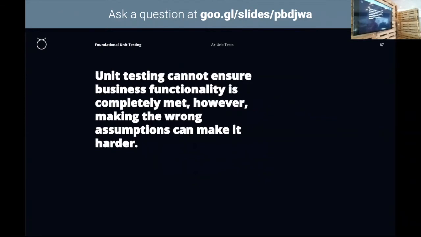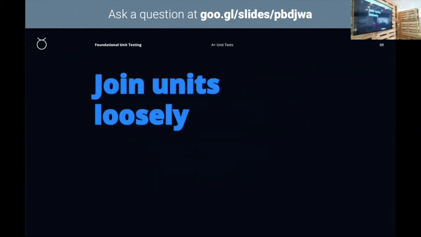Unit testing also cannot ensure business functionality is completely met because that generally happens at a higher level. But if you make the wrong assumptions, it can actually make it harder to reach that. So it can actually combat that.